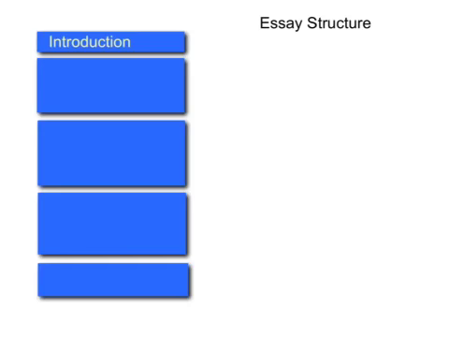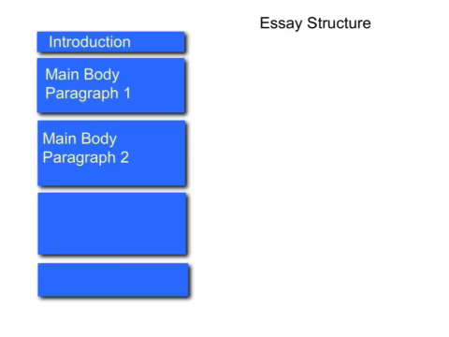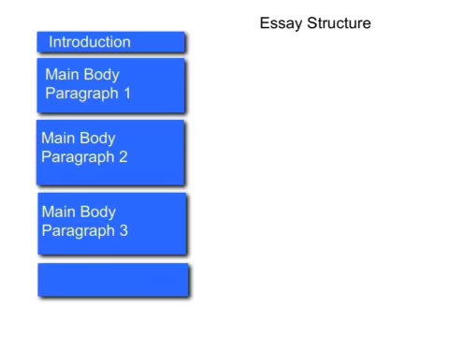The first component that you need to have in your essay is your introduction. The next key element is your main body paragraphs, starting with main body paragraph 1, main body paragraph 2, and main body paragraph 3. The third and final component of your essay will be your conclusion. We'll now explore each of these key elements or components and what needs to go into each of them.